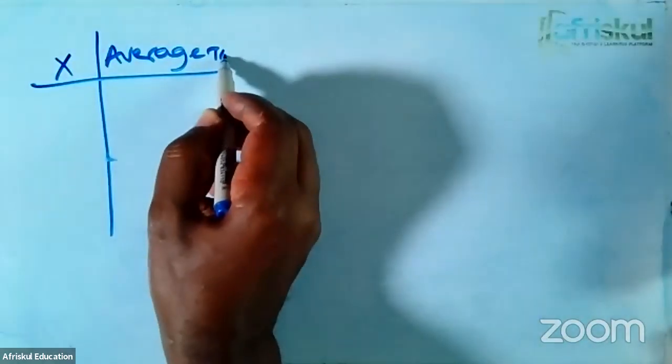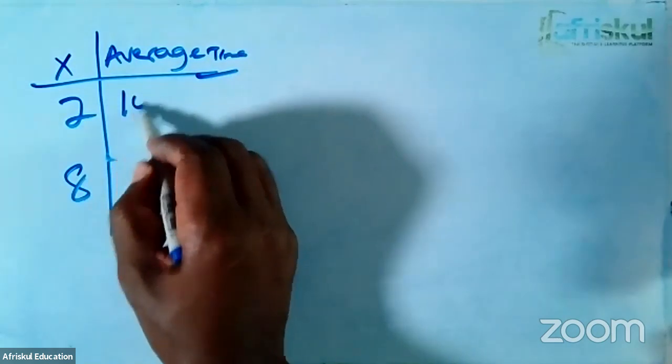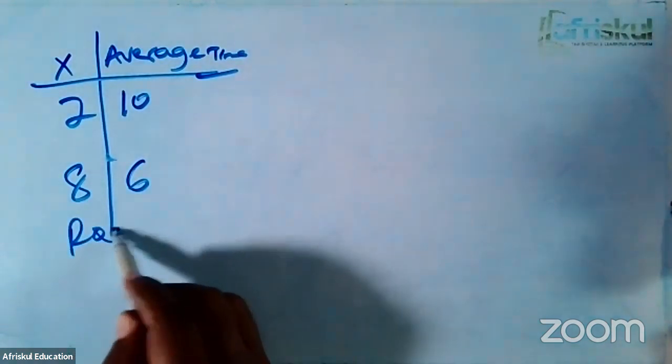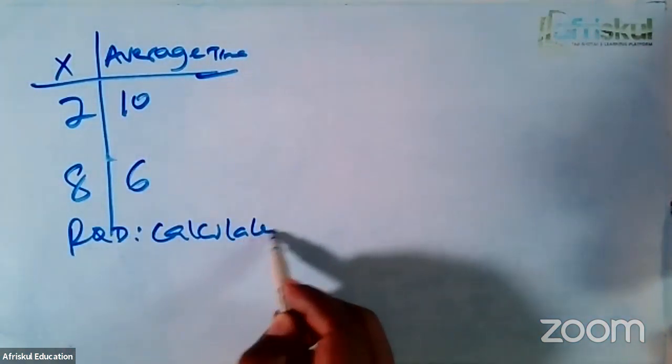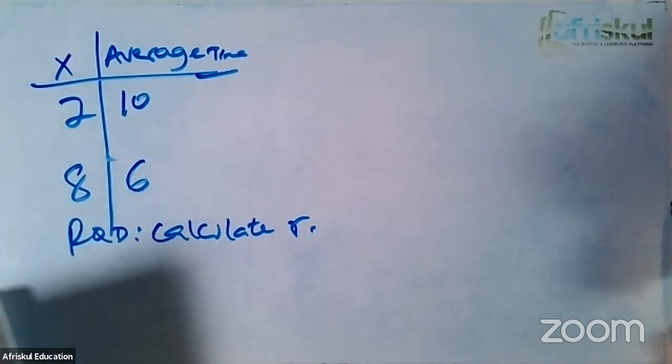Now, another example. If, for instance, you are given 2 versus 8, and then we have 10 versus 6, and then you are required to calculate R. How will you be able to get the value of R for us?